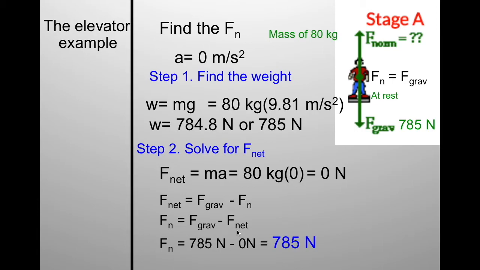When I plug this all in, I already know that the gravitational force is the weight of Otis, 785 newtons, minus the net force, which is 0 newtons, gives me a total of 785 newtons. This goes completely with our theory, because the normal force and the gravitational force should equal each other since Otis is at rest. Therefore, his weight stays the same.